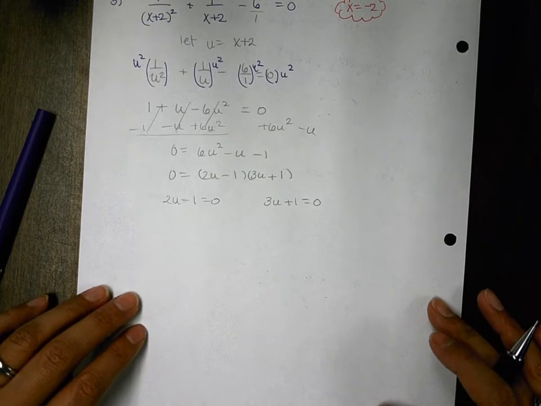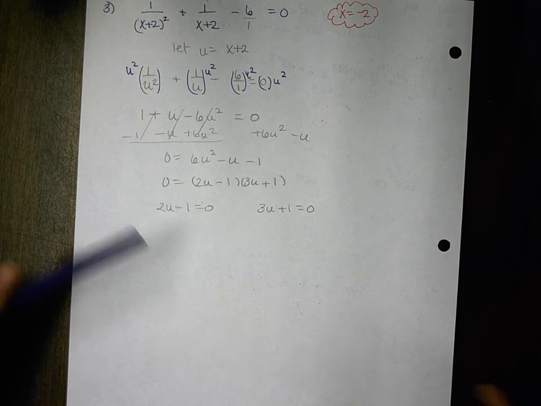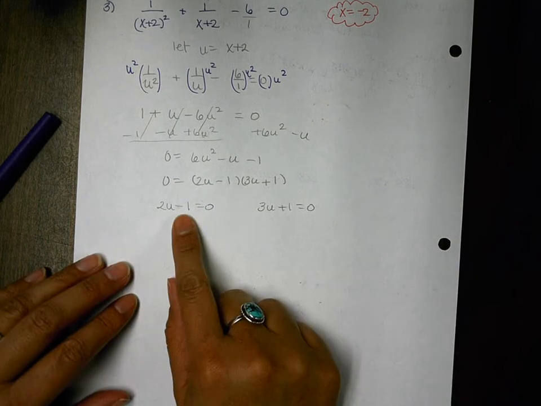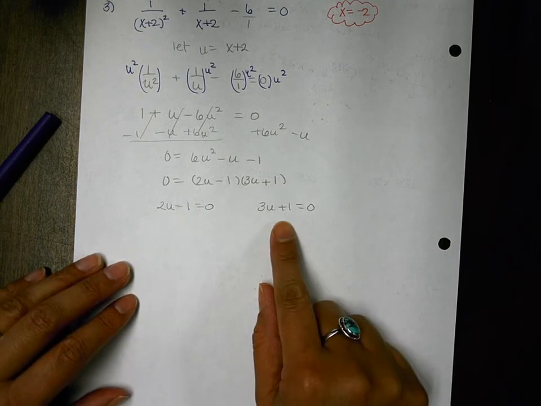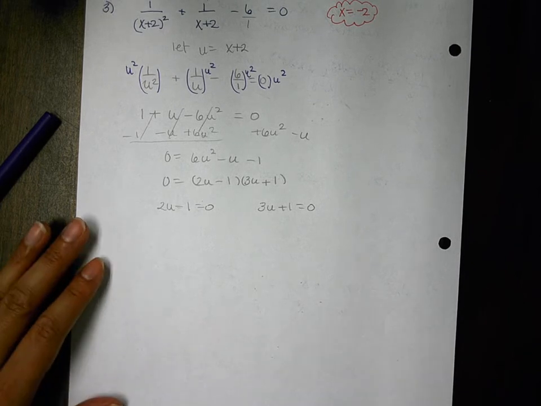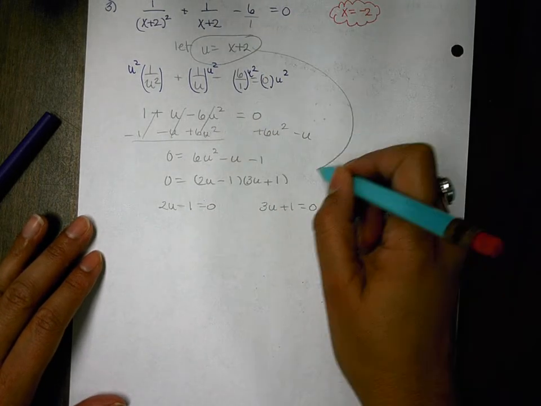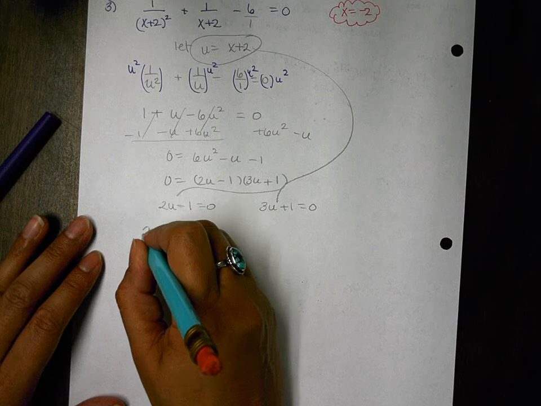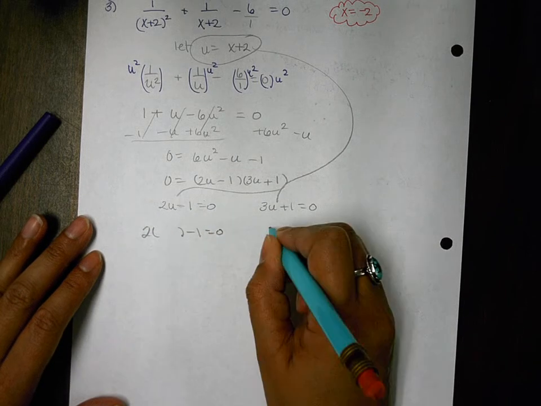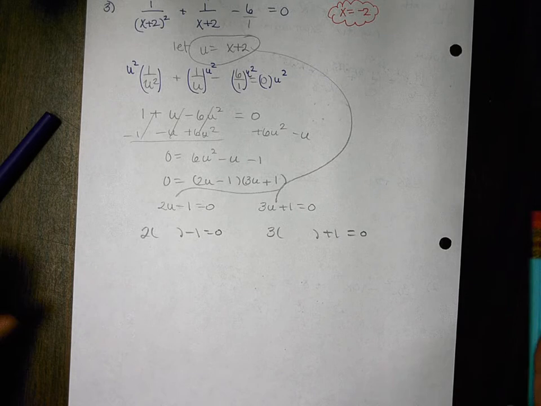Now you could solve for u and then plug in, or plug in now. I'm going to plug in now because if I solve for u I get fractions. U equals 1/2 and u equals -1/3, and then I'm going to be plugging in and working with fractions, and I'd rather not. You can, but I'd rather not. So I'm going to plug the u back in now. 2u minus 1 equals 0. 3u plus 1 equals 0. And u was x plus 2.